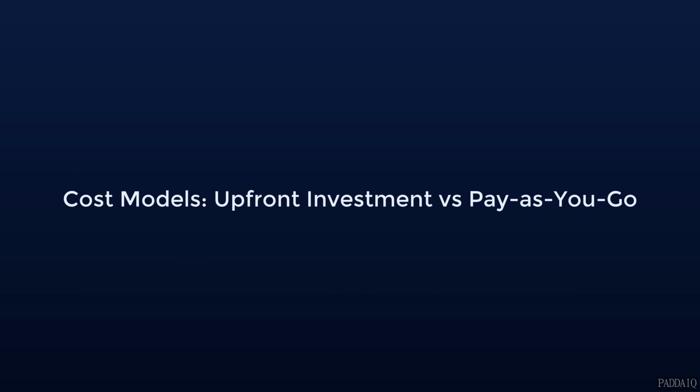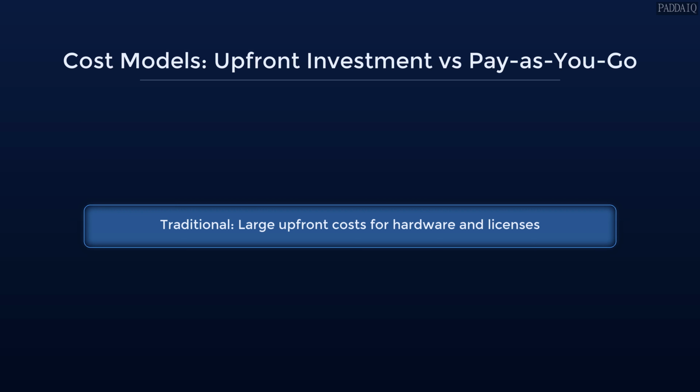Cost models, upfront investment versus pay-as-you-go. Traditional, large upfront costs for hardware and licenses. This means companies must purchase and set up expensive servers and software before using them. For example, a retailer buys servers for $100,000 to run its e-commerce platform. Such investments tie up capital and involve significant financial risk from the start.